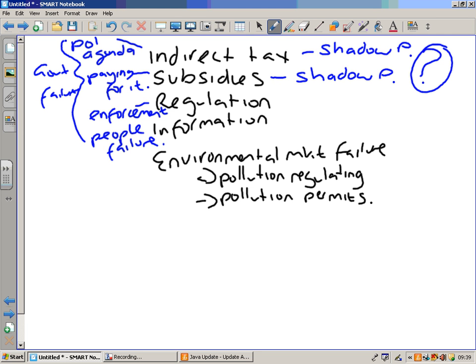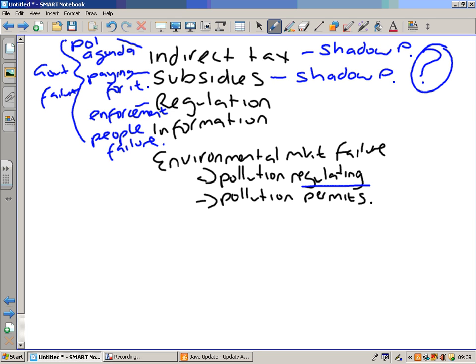When we're trying to correct environmental problems, we can use the above. So tax on pollution, we can use subsidies to fund investment in clean technology, regulation on regulating how many emissions businesses can create, or provide information to make people aware of the problems they're creating. Other things that we can do though, pollution regulating, pollution permits.